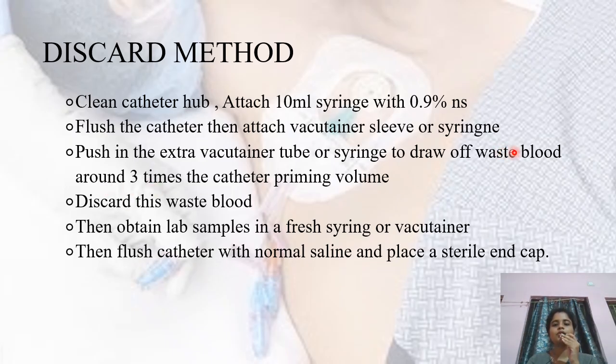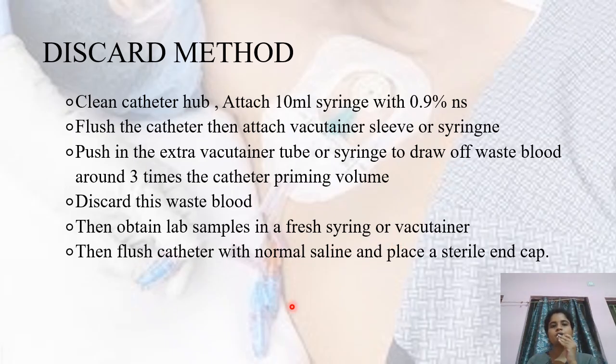After you have flushed, you can use an extra vacutainer sleeve or syringe to draw off the waste blood, around 3 times the catheter priming volume. Okay, 3 times or 2 times you can use. Like suppose you have pushed 10 ml, you have to withdraw 20 ml or 30 ml of blood and discard this waste blood. Then obtain the lab samples in a fresh syringe or vacutainer, and then again flush the catheter with normal saline and place a sterile end cap. So this is the discard method.